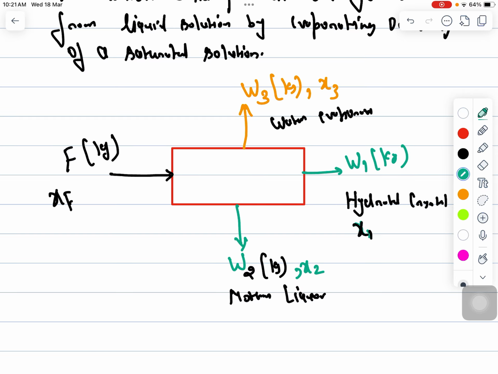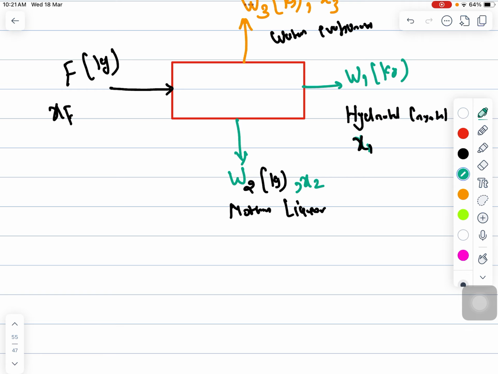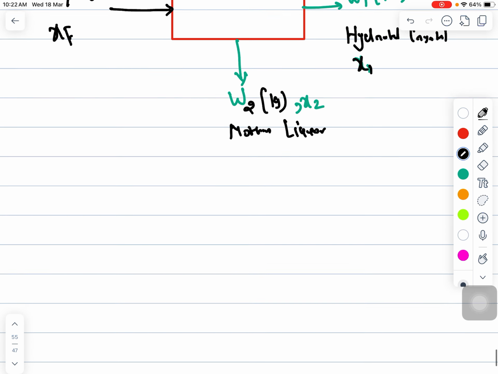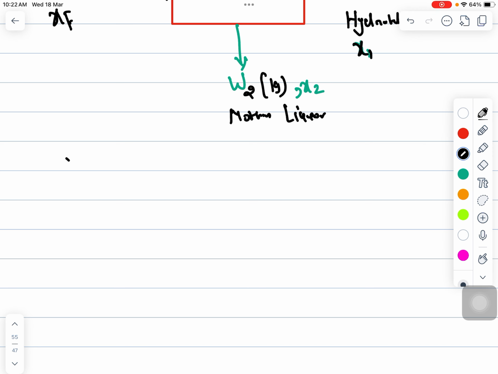Here you will observe there is no chemical reaction happening, only physical transformation. You are removing the water. In this particular problem, I am assuming that we are evaporating the water to form a hydrated crystal, and we are getting a mother liquor, right? Great. So how do we perform this material balance? First we have to understand the overall material balance in this unit.